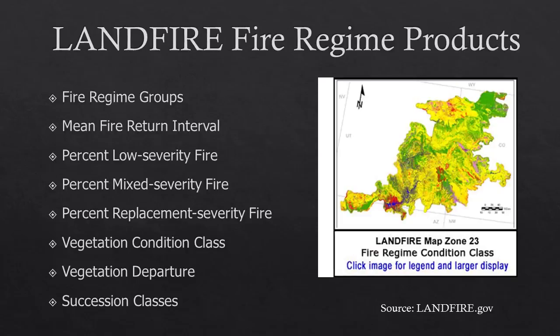Historical fire regimes, intervals, and vegetation conditions are mapped using the Vegetation Dynamics Development Tool, or VDDT. These data support fire and landscape management planning goals in the National Cohesive Wildland Fire Management Strategy, the Federal Wildland Fire Management Policy, and the Healthy Forests Restoration Act.